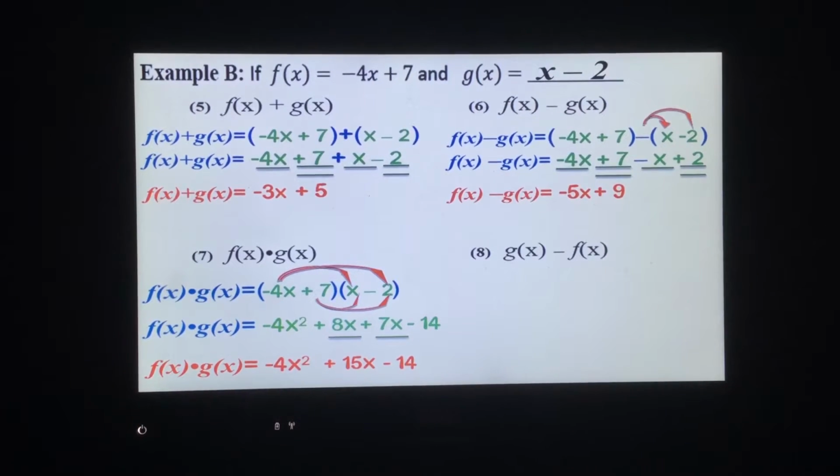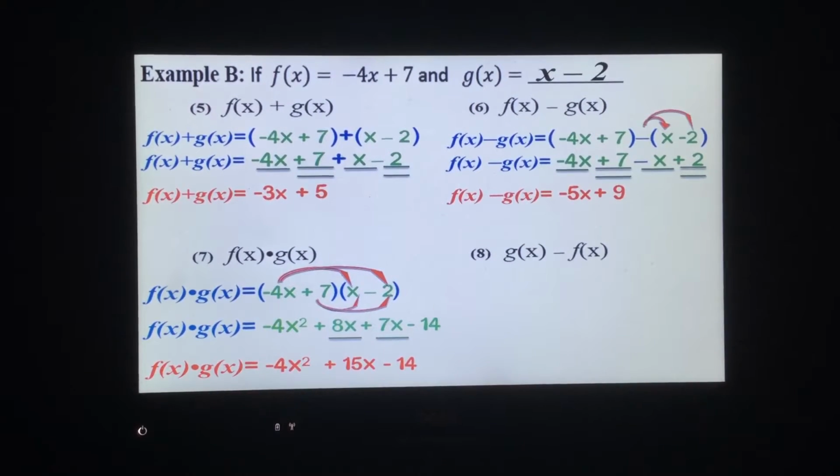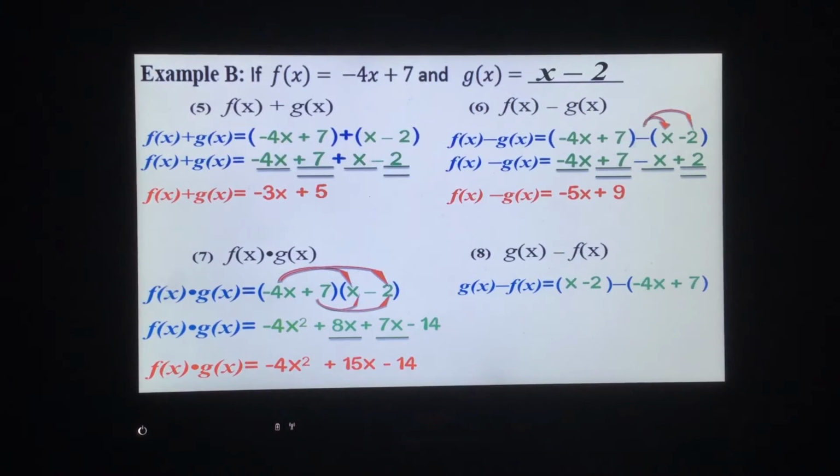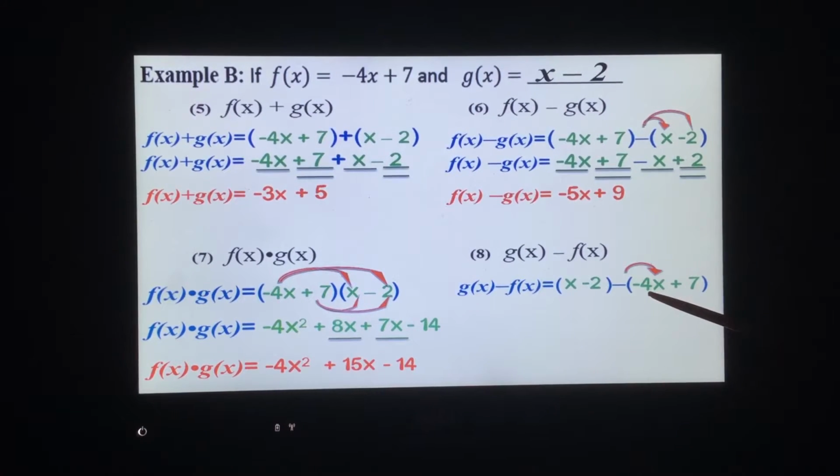All right, again, hopefully you did this one correct. Now, this is very similar to number 6, but it's in reverse. So over here, you had the negative 4x plus 7 first. In this one, you're going to have the x minus 2 first, and then the negative 4 plus 7 is going to follow. So what do we need to do here? Well, we need to take that negative, and we need to distribute it onto the negative 4, and we need to distribute it onto the 7.